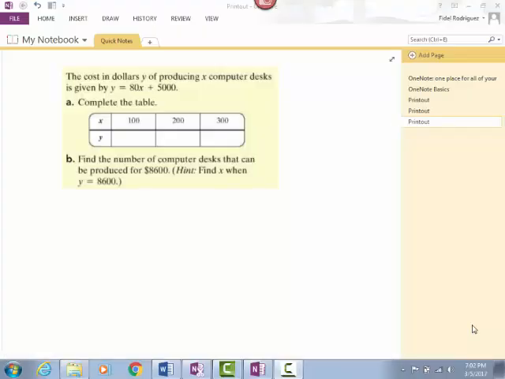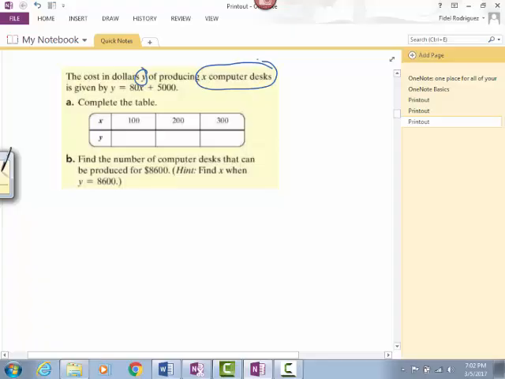All right, so this is the last problem I have here out of 10.1. It says the cost in dollars, Y, I'm going to circle that real quick, of producing X computer desks is given by the equation Y equals 80X plus 5,000. It says complete the table. Okay, so again, just like we did before, these problems are going to be very similar. These are my three parts, A, B, and C. Okay, so let's see if we can figure this out.